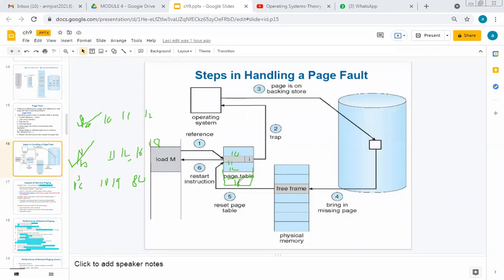11, 12, 16 are already there. Process A has a lower priority. So what I can do is remove this 10 and place 18 here, so that process B, whose priority is higher, can be solved. I hope it is clear.